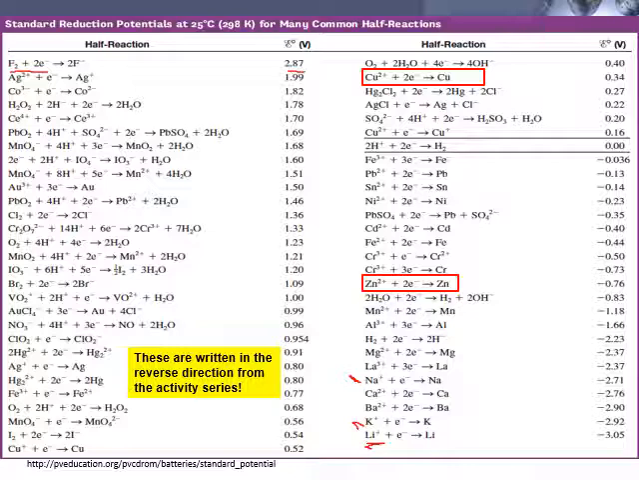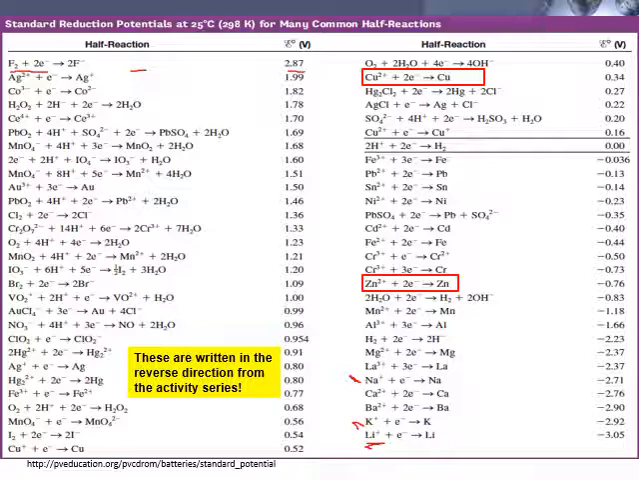Whereas up here at the top left, fluorine has a very strong tendency to gain electrons. So the way that you read this is the most positive thing is the thing that's most likely to gain electrons. So look at the chart. Which thing is most likely to gain electrons? F2. Which is the least likely? Li+.